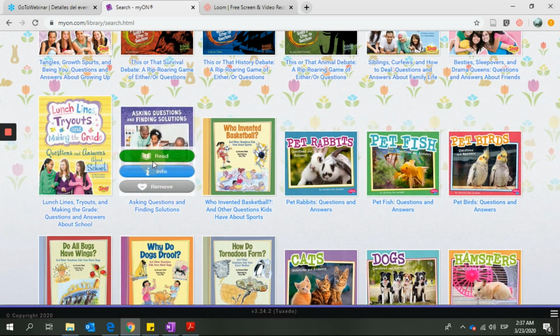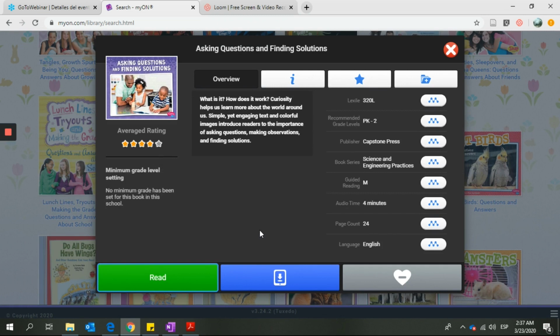Let's see, this one looks like a good candidate. It says that it's for kindergarten students and up to second level or second grade. So I think this is going to work. Let's read it.